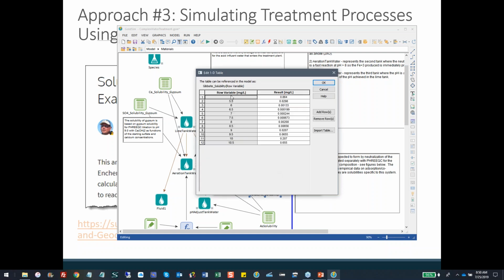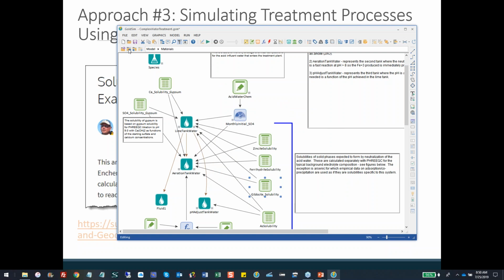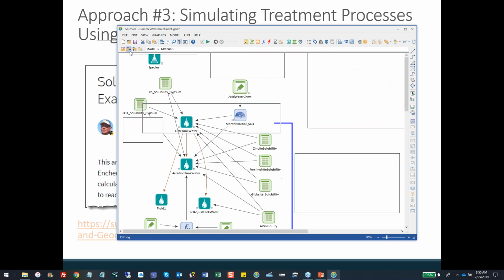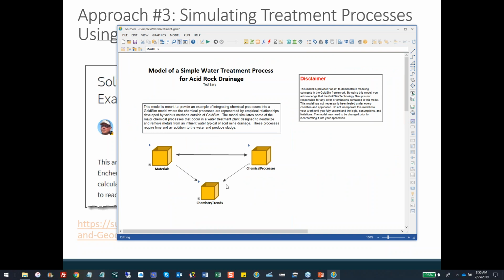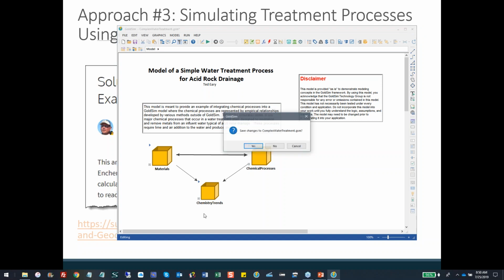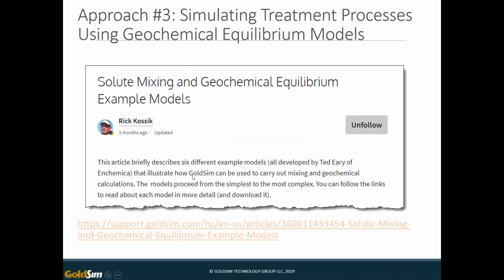And so for various pHs, he says this is what the solubility is. Right. So it's an approach to using an external code to be more realistic in terms of how you're modeling your chemical processes. The most extreme case, as I said, would be to link dynamically to a geochemical equilibrium model, which is also possible, and there's an example of doing that here.